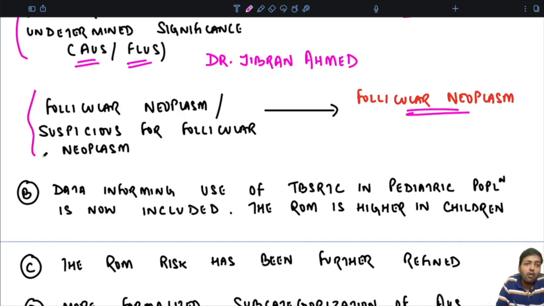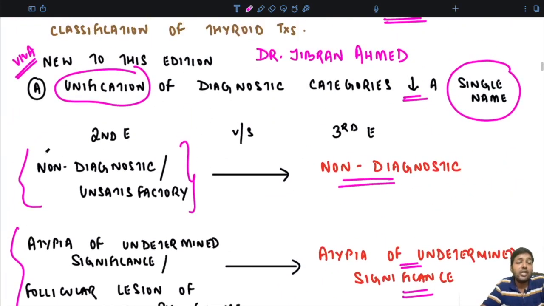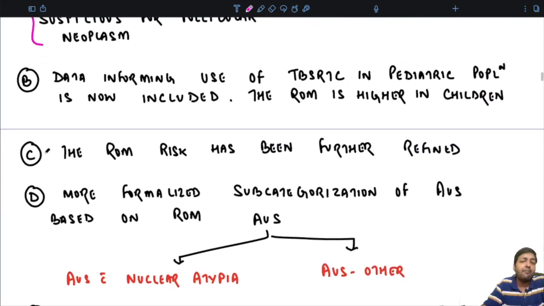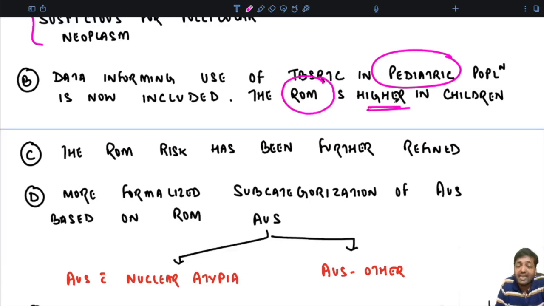Okay. So the most important change is the unification of the diagnostic categories under a single name. What is the second important change? Now the data informing the use of TBS RTC in the pediatric population is included. So we now have a separate reporting system for pediatric thyroid tumor, because the data has become available over a period of time. The risk of malignancy for pediatric thyroid tumor is available, and these risks are higher in children as compared to the adult population.